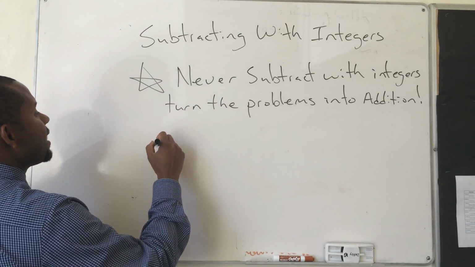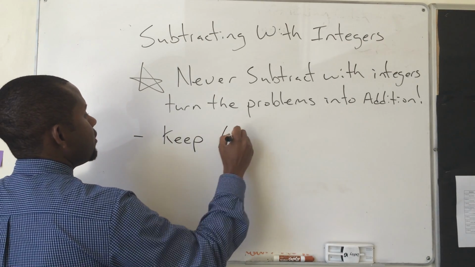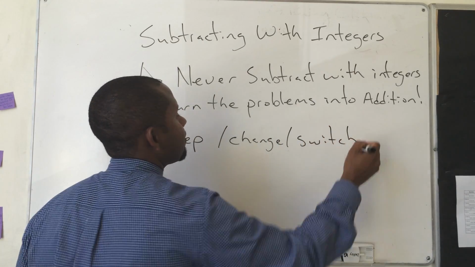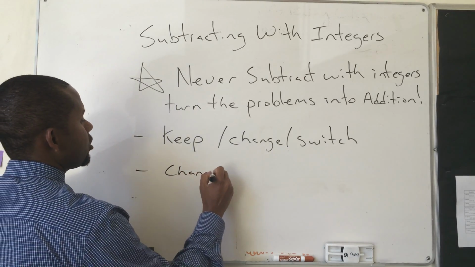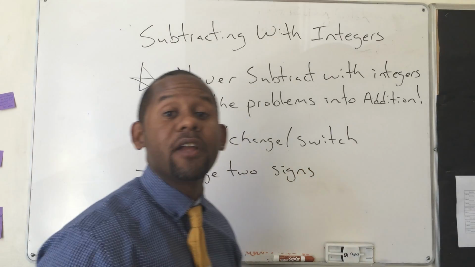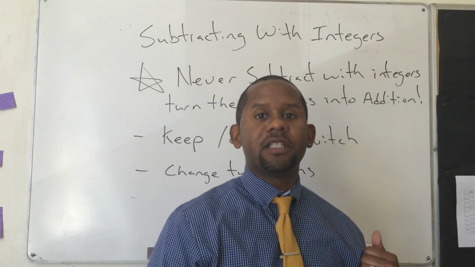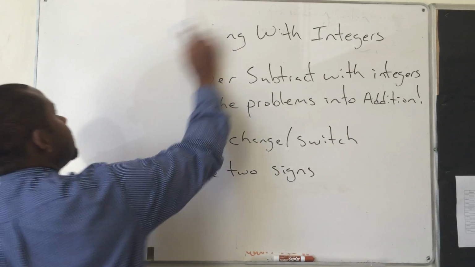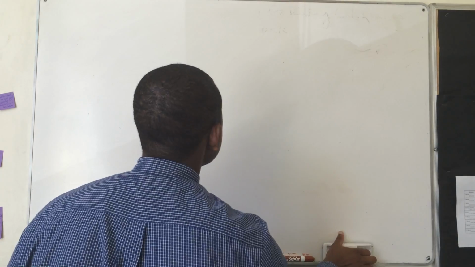You can think of it as either keep, change, switch. Some kids have learned it that way. I call it change two signs. I don't care how you think of it, but you're going to turn all these subtraction problems into addition problems, okay? Here is how you will do it. And we'll just do these through examples, okay?